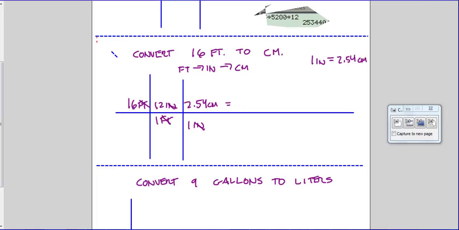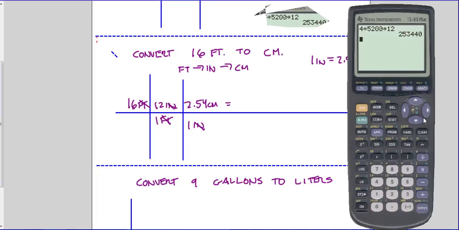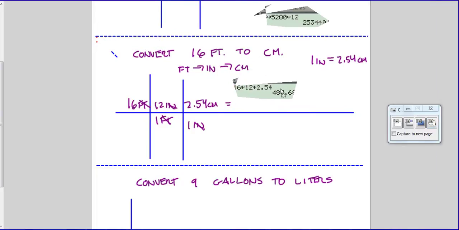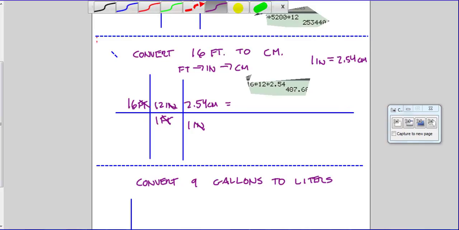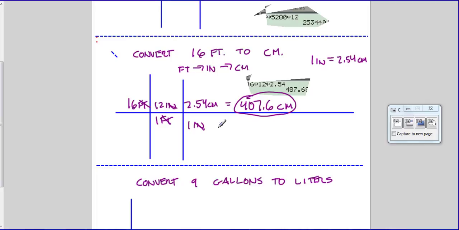I take my calculator again, and I go 16 times 12 times 2.54. And I get 407.60. So I have 407.60 or 407.6 centimeters, which is my final answer.